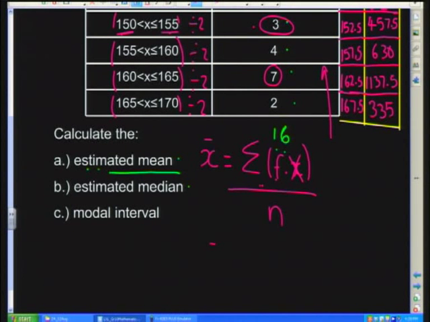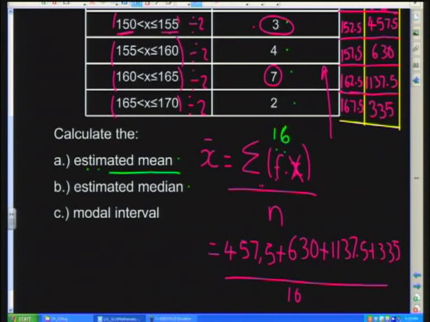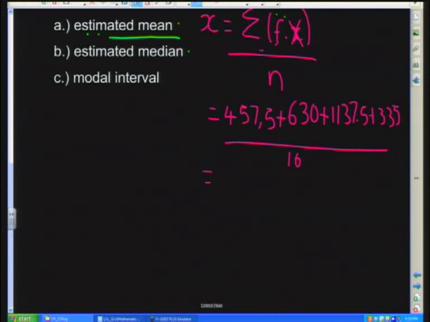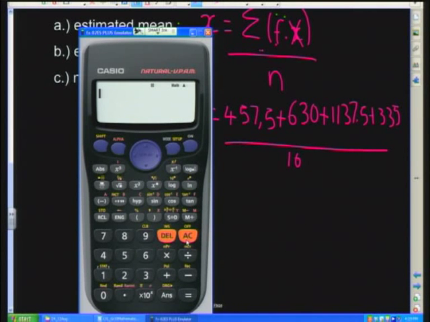Okay, so it's going to be 457,5 plus 630 plus 1137.5 plus 335 divided by the total, which was 16. Okay. Right, let's do that. Okay, so it's 457.5 plus 630 plus 1137.5 plus, what's the last one we've got there? 335. Right, get that total.